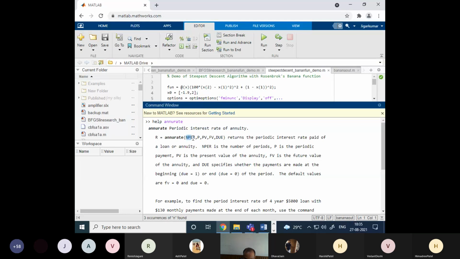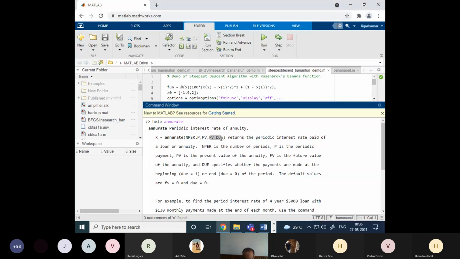If you know the number of periods, suppose I have invested in some pension plan and it says that it will pay me monthly for 5 years, then what is the number of periods? 60. So we know the number of periods. What is P? P is the periodic payment. The company will also specify that at the end of the month you will get 7,000 rupees as pension or annuity. So P is also known. PV is the present value of the annuity, meaning what I am investing today. That is known. Suppose I have invested 5 lakh.